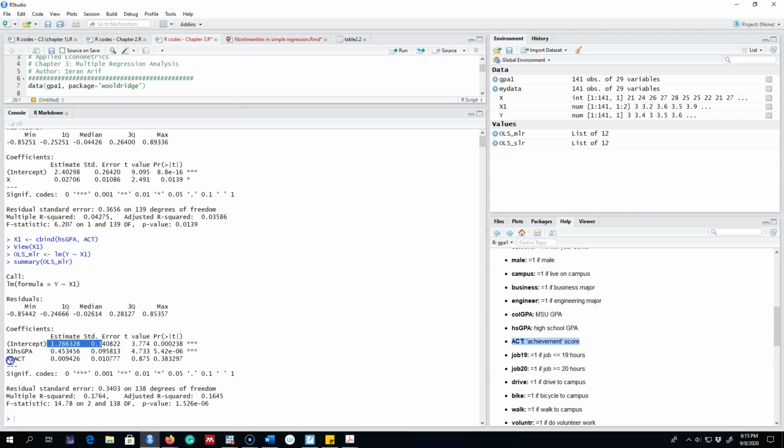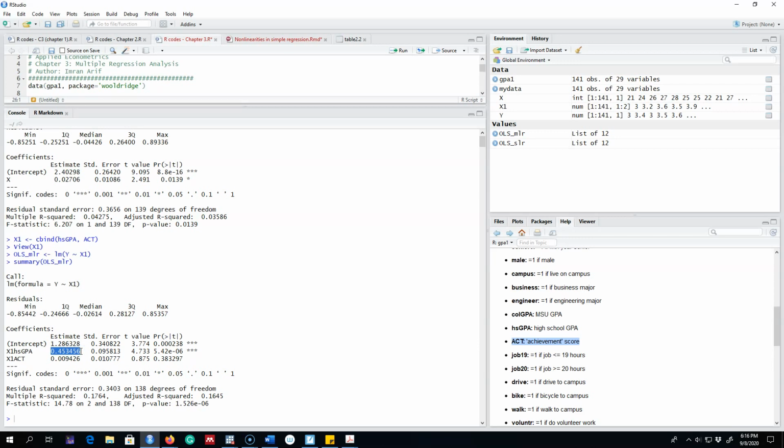The first thing to note here is that the impact of ACT score in the simple linear regression model case is 3 times as much as in the multiple linear regression model. So the multiple linear regression model is showing us 1/3 of the impact of the simple linear regression model, because of the correlation between these variables, as we will see in the future.